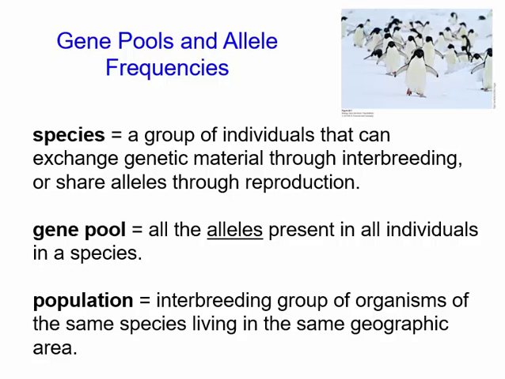And so the critical thing here is interbreeding, and we'll see how that's maybe not always applicable to every species, but that is fine for the moment right now. The other critical thing here is understanding what a gene pool is. And so this is all the alleles in all the individuals in a species or population that we're interested in.